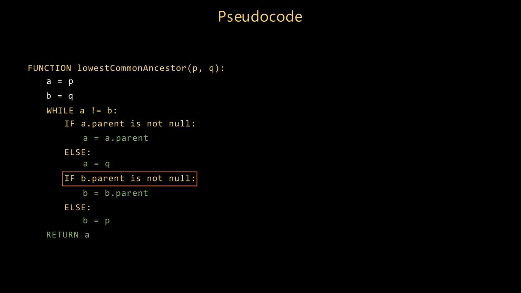If B still has a parent, move B upward. Set B to that parent. Otherwise jump B to P. After both branches, loop again until A and B name the same node. That node is the lowest common ancestor, return it.